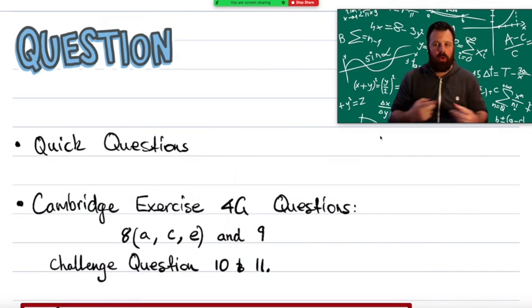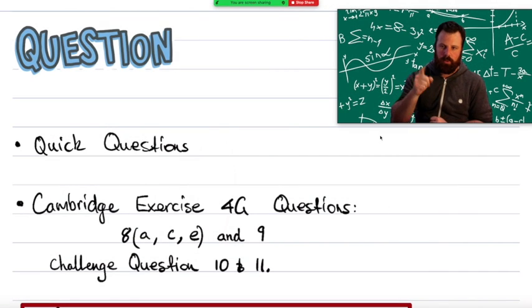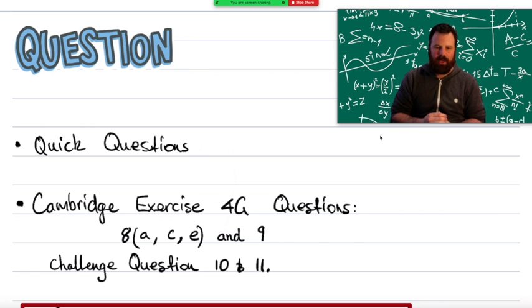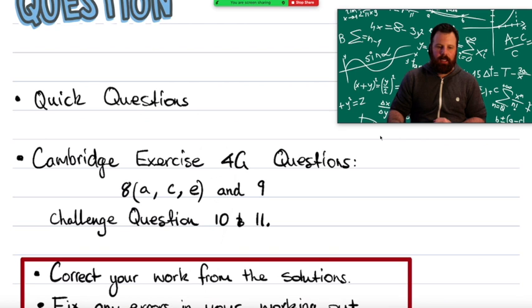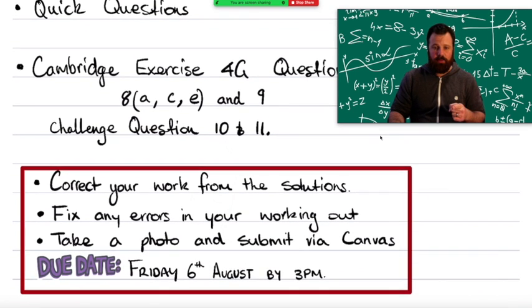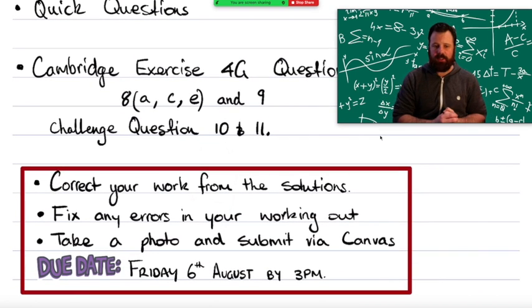All right, so our work for this lesson is the quick questions which you should have done already. The Cambridge exercise, it's exercise 4G. I want you to do it again, but this time we're going to do question 8 and only do question A, C, and E, and then do question 9. And if you feel up for a challenge, have a go at doing question 10 and question 11 as a bit of a challenge. And as always, correct your work from the solutions, fix up any errors that you've made, take a photo, upload that to Canvas for me by Friday afternoon.